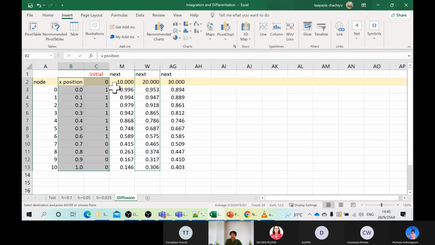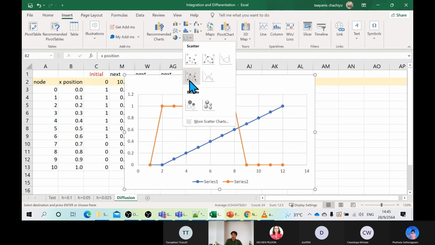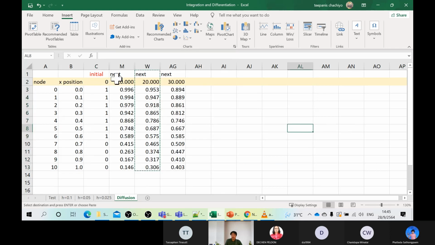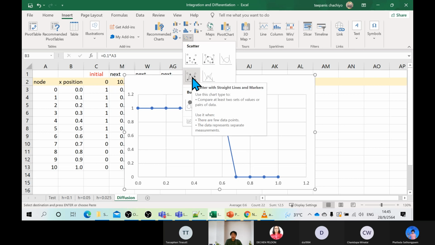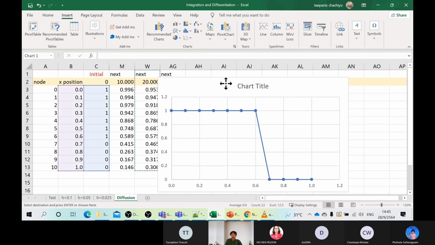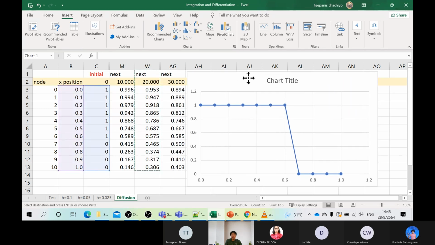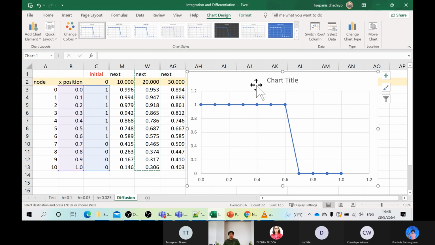Okay, that's X positions, and the, that's strange. Maybe there you go. If I select only this, oh, okay, I'm getting there. Now I have this graph, for the initial time. It looks okay, just like what we wanted.